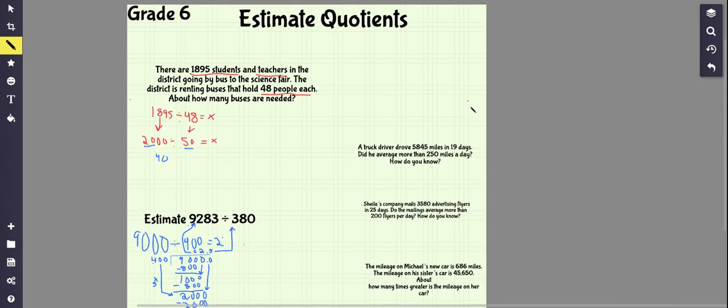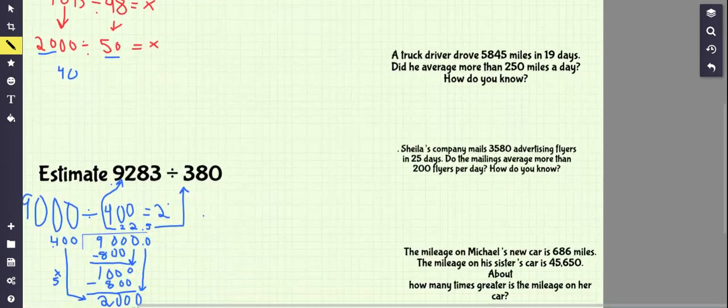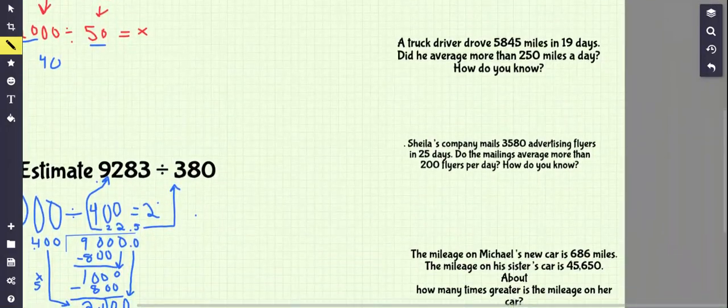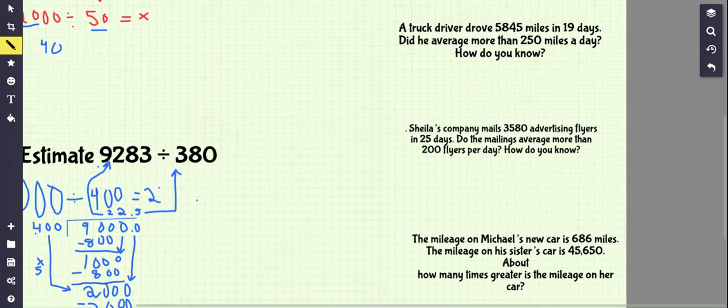Alright, so here I have a 3-step problem that you can do. A truck driver drove 5,845 miles in 19 days. Did he average more than 250 miles a day? How do you know? Sheila's company mailed 3,580 advertising flyers in 25 days. Did the mailings average more than 200 flyers a day? And then this one here as well.